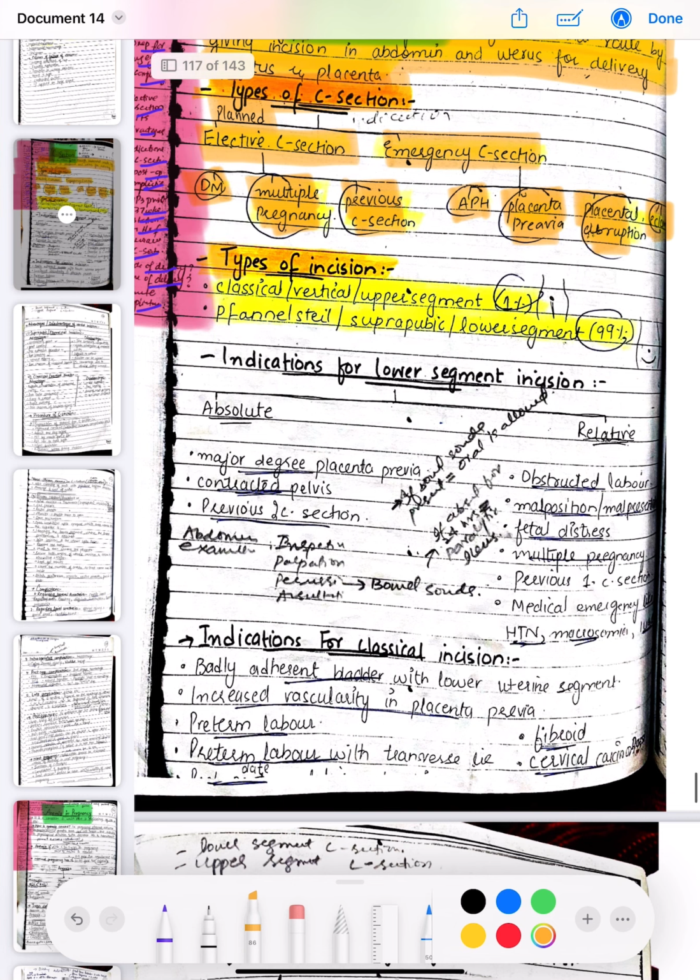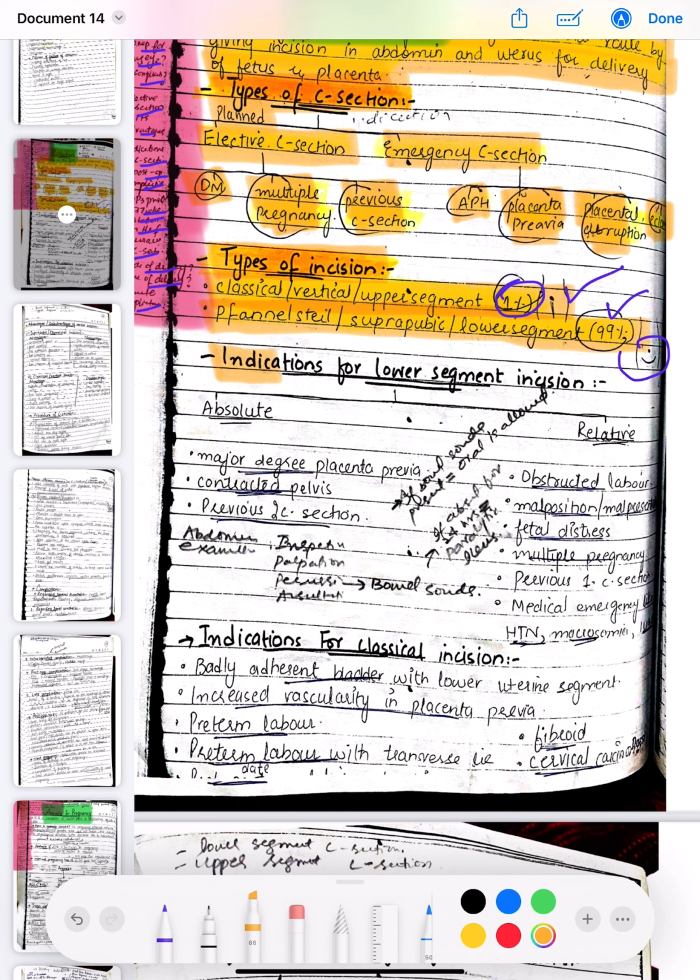Now there are different types of incisions. These are classical or vertical upper segment incisions which are 1% and Pfannenstiel or suprapubic or lower segment incisions which are 99%. This is the classical or vertical upper segment incision and this is done in 1% cases. This is the Pfannenstiel incision and this is done in 99% cases.